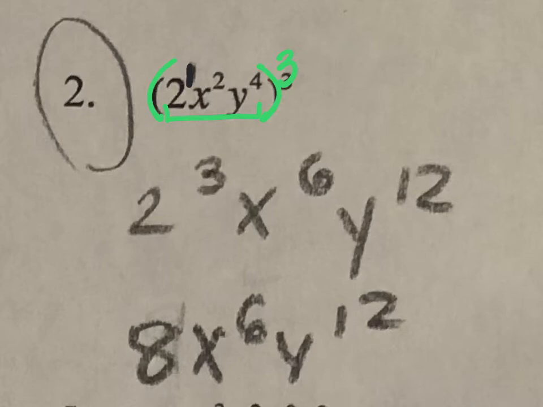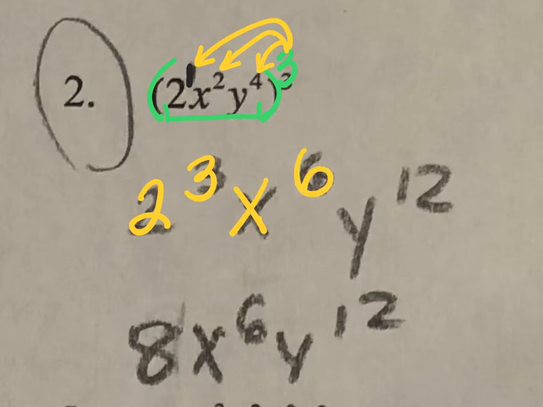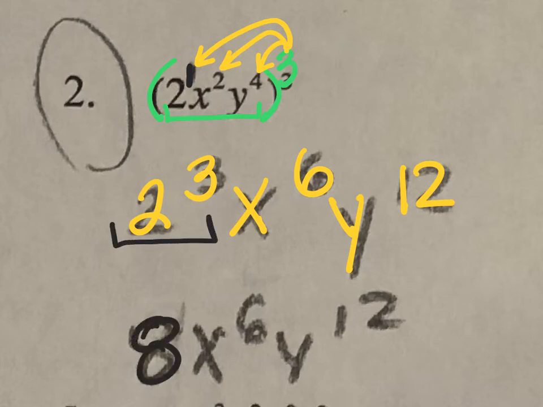What you are then going to do is distribute this exponent on the outside, the 3, to every exponent on the inside. So you're going to multiply the 3 times 1, giving you 2 to the 3rd. Then you're going to multiply 3 times the 2, giving you x to the 6th. And then 3 times the exponent of 4, giving you y to the 12th. Because 2 to the 3rd is going to be a small number, you can simplify that, giving you a final answer of 8x to the 6th, y to the 12th.